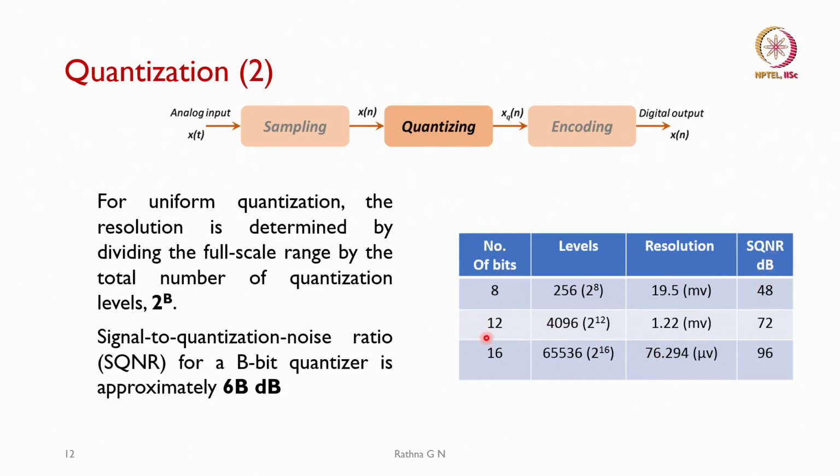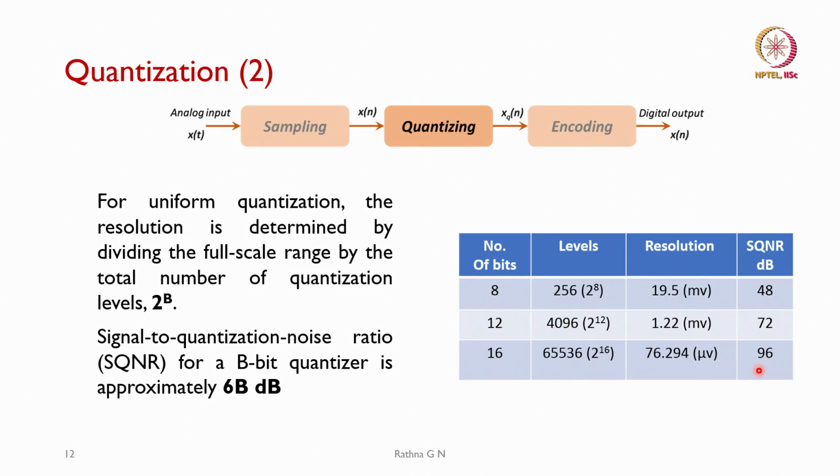If I increase the number of bits to 12, the number of levels is 4096, which is 2 power 12, and the resolution will be 1.22 millivolts. Compared to this, I have more resolution between the levels, and my signal to quantization noise ratio increases to 72 dB. For 16-bit quantization, I will be achieving somewhere around 96 dB.